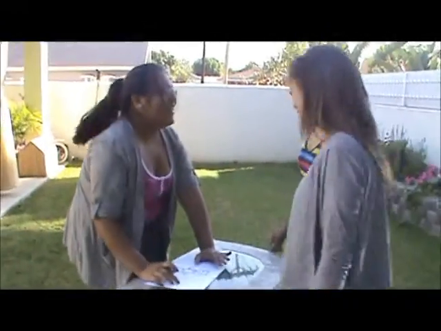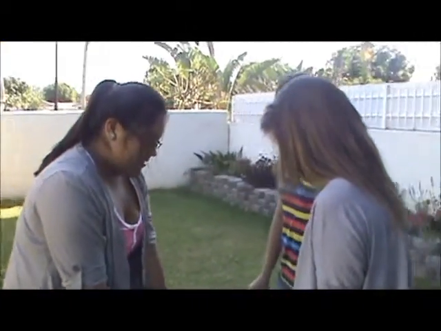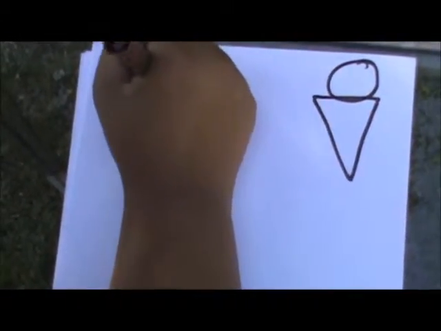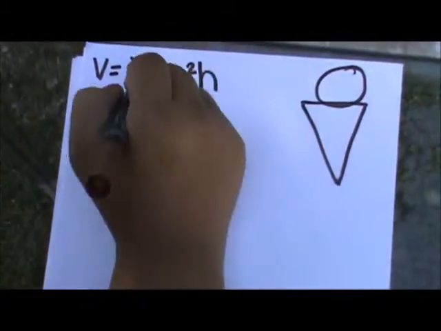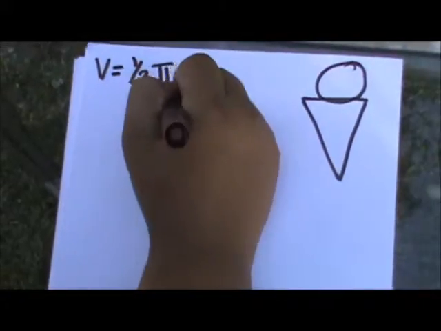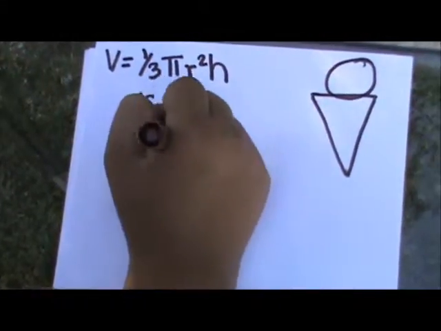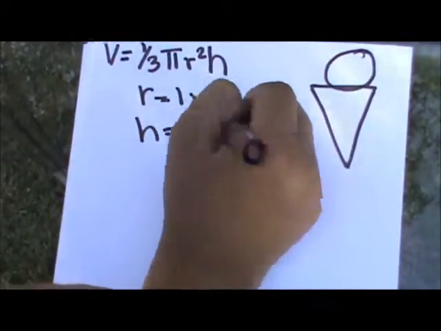Alexia, hey! You gotta help us find the volume of the cones so we can get ice cream. Okay. So, to find the volume of the first cone, we'll just draw it out. The volume for this cone is 1/3 pi r squared times the height. The radius of the cone is 1 inch. The height is 5 inches.